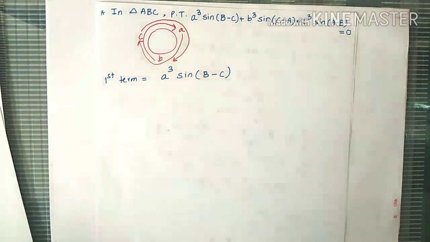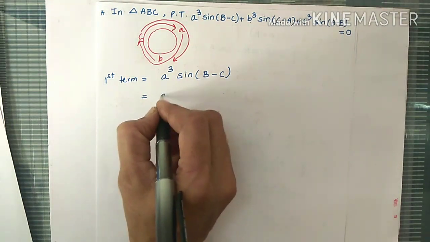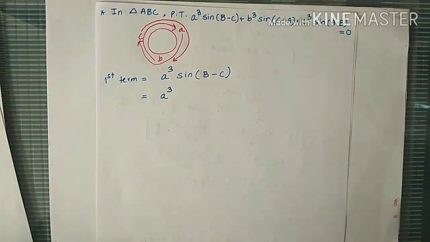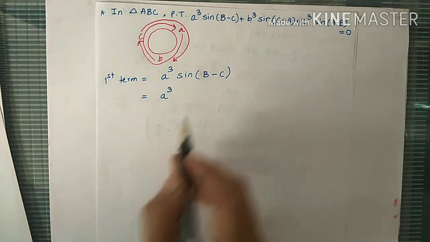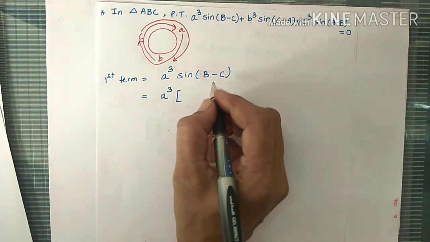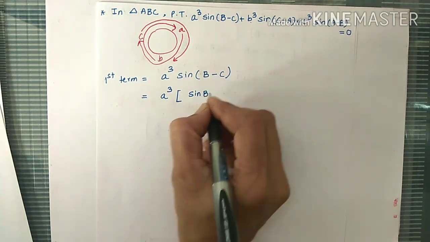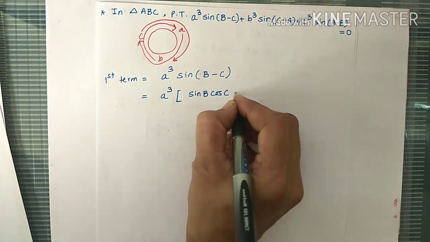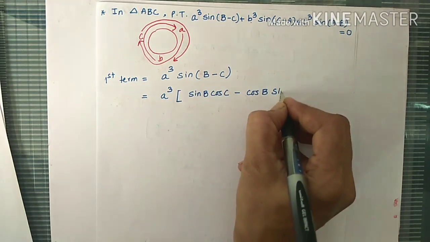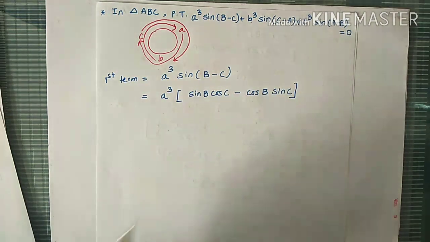Now remember the technique we have used in the earlier example. What we have done in the earlier example, we have written formula for sine. So similarly here also we are going to write formula of sine of b minus c. Sine of b minus c is sine b cos c minus cos b sin c. See, we have both the terms sine as well as cos.